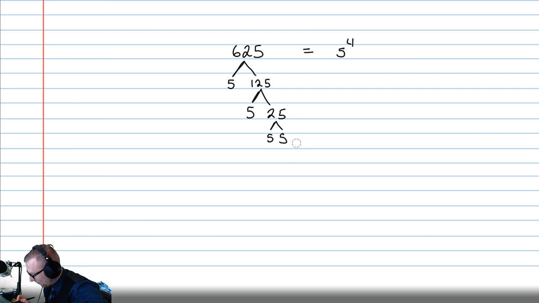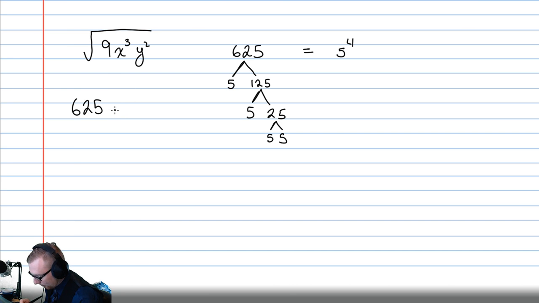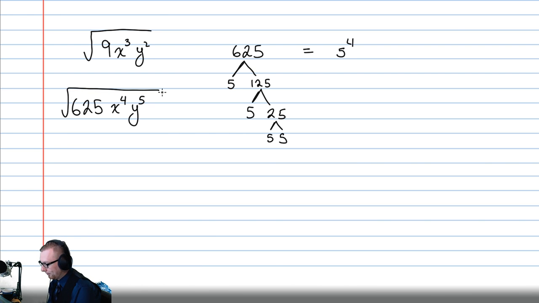Okay, so factoring. Remember before we did that question that was the square root of 9x cubed y squared? So another way to look at solving that kind of radical is, let's say I now wrote 625 x to the power of 4 y to the power of 5 under a square root. Okay?